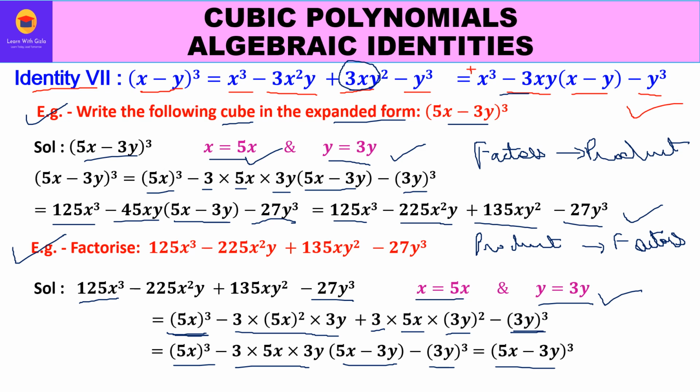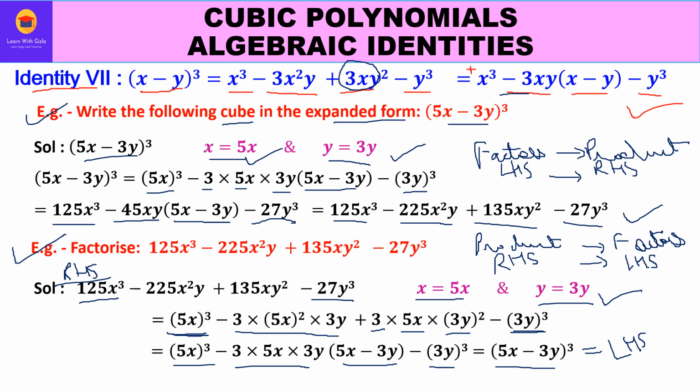Basically, see, in the first question, factors are given and you are finding the product. That means left hand side was given, you were finding the right hand side of the identity. Now over here, in the second question, right hand side is given and you are finding the left hand side of the identity. You started with right hand side and you got the left hand side. So when you identified your x and y, you can find the factors very easily. It is 5x minus 3y whole cube.